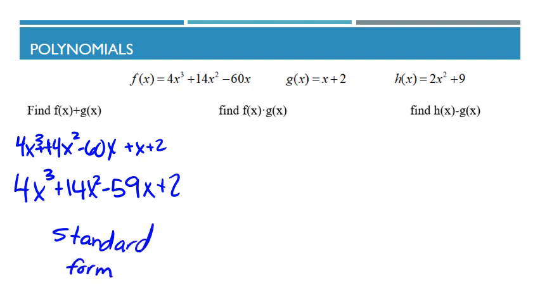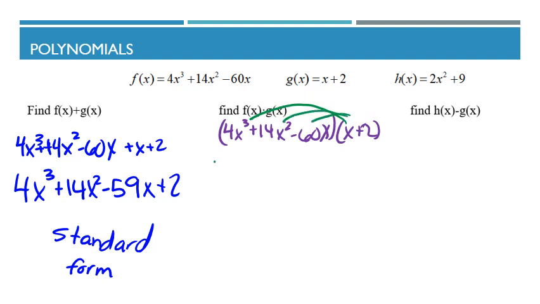All right, if I'm multiplying, if I have a 4x cubed plus a 14x squared minus 60x, and I'm timesing it by x plus 2. You can use the box or distribution. I'm going to use distribution. So I'm going to say x times all three, which gives me a 4x to the fourth, 14x cubed minus 60x squared. Then if I distribute the 2 to all of them, I'm going to line them up.